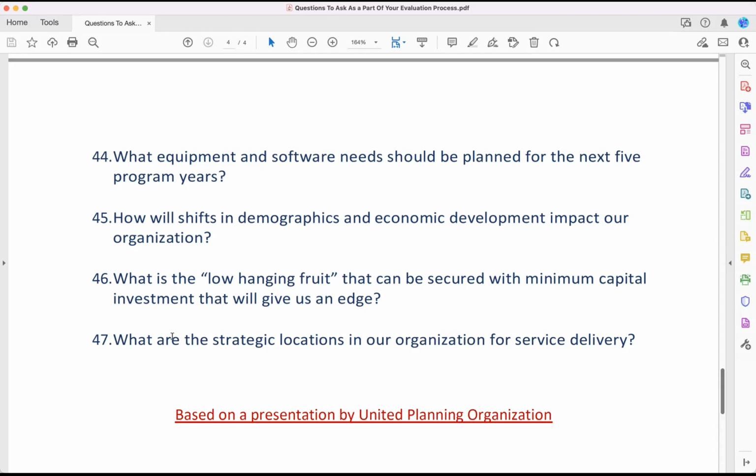And then 2, something else is, what are the strategic locations in your organization for service delivery? So not only in terms of talking about your physical space, how it should be outfitted, but also talking about the fact that maybe you need to relocate entirely. Maybe your whole office needs to move across town. Instead of you trying to make the space you're in work, maybe you need a bigger space someplace else. Maybe you need a smaller space. Those are all things that you should be thinking about.